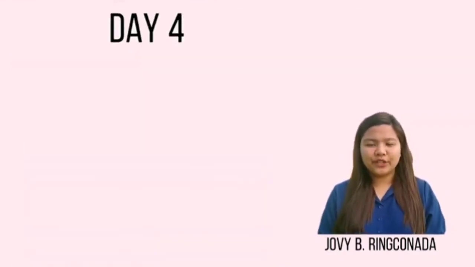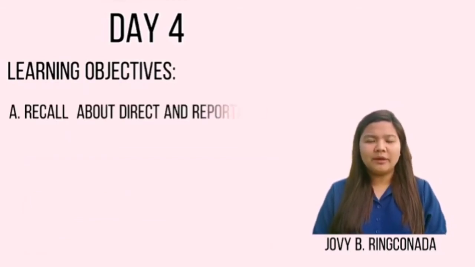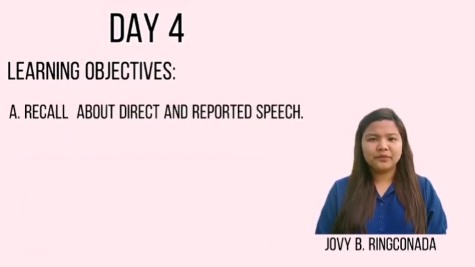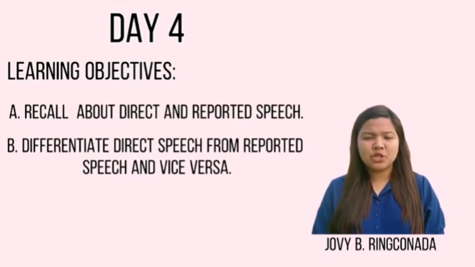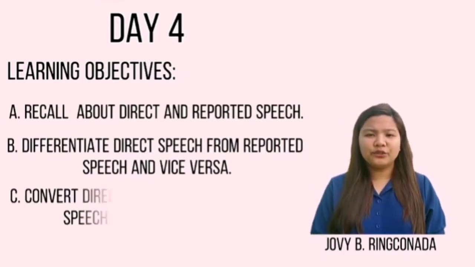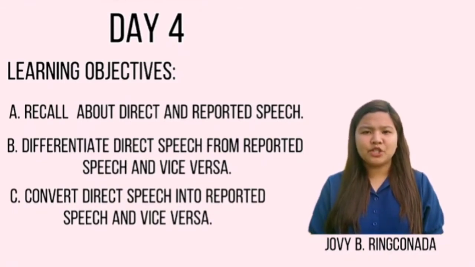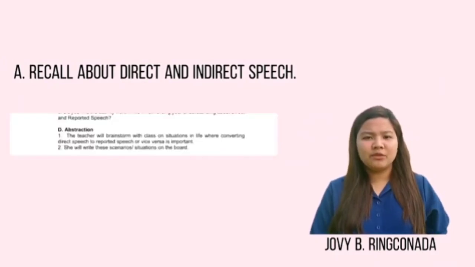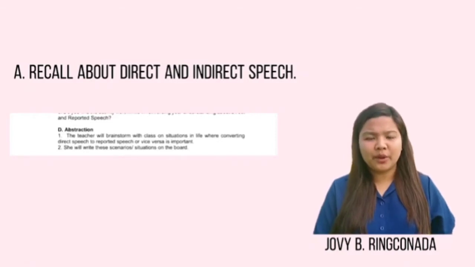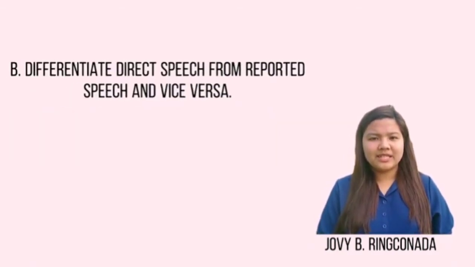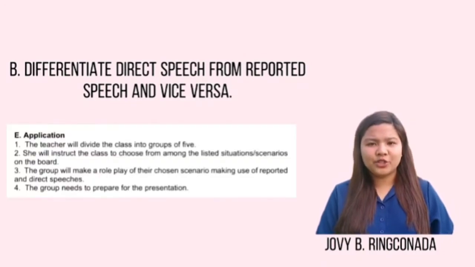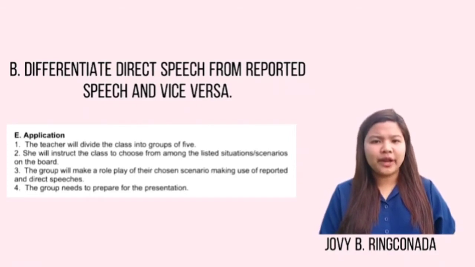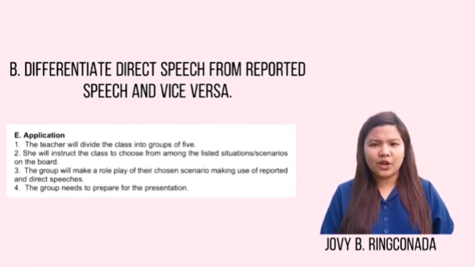In day 4, we have 3 learning objectives. Recall about direct and reported speech, differentiate direct from reported speech and vice versa, and convert direct speech into reported speech and vice versa. The first objective relates with the abstraction, where the teacher and the students will have a review about direct and reported speech. The second objective relates with the application, where the students will have a role play implying the different use of direct and reported speech in different scenarios.